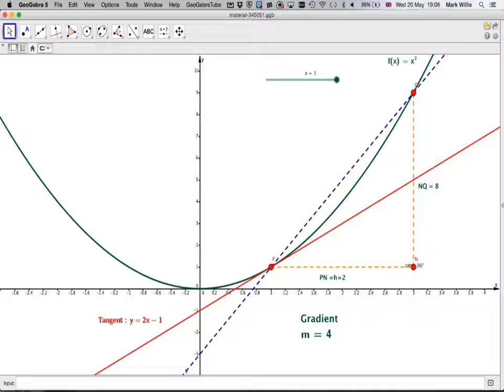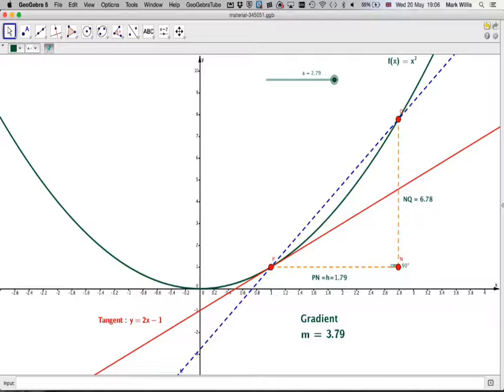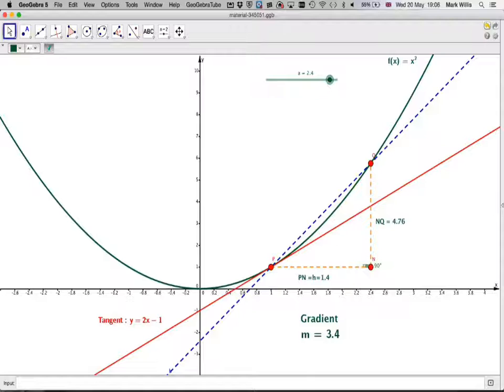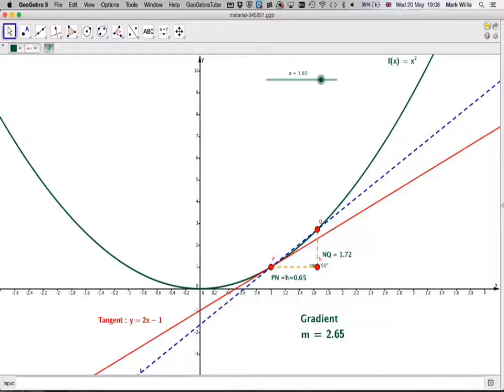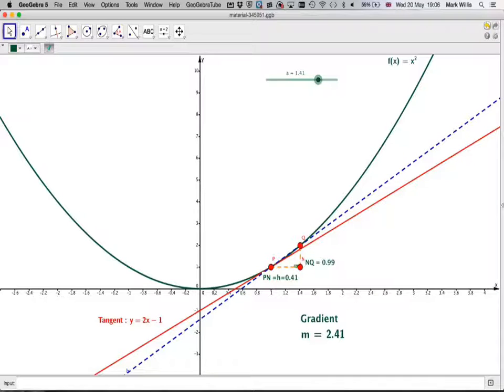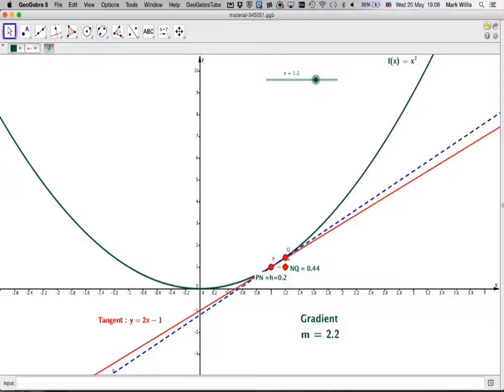So what I can do is move the point Q closer to P, therefore reducing the size of the distance called h. I do that by moving this slider, which I'm going to do now. And as I move it slowly, this changes the x-coordinate, so you can see what happens here. At the bottom here, you can see the value of the gradient. And we can see that the blue line, as we move this closer and closer and closer, is approximating to the tangent line. And when it's exactly the same place, it will represent the tangent.